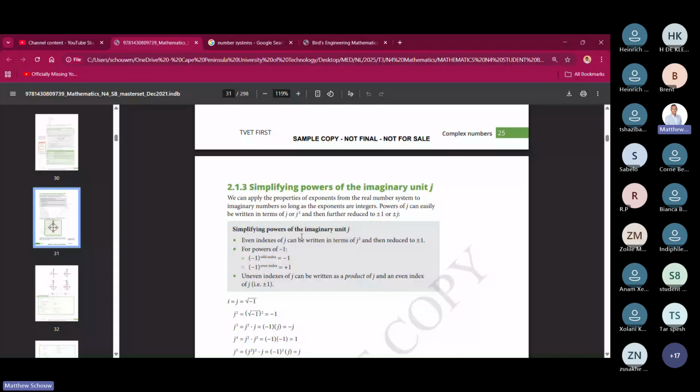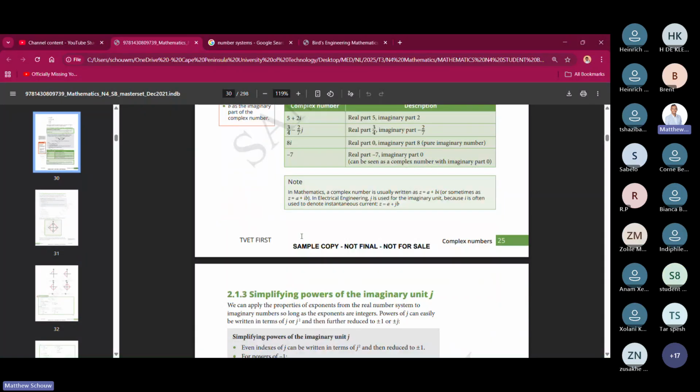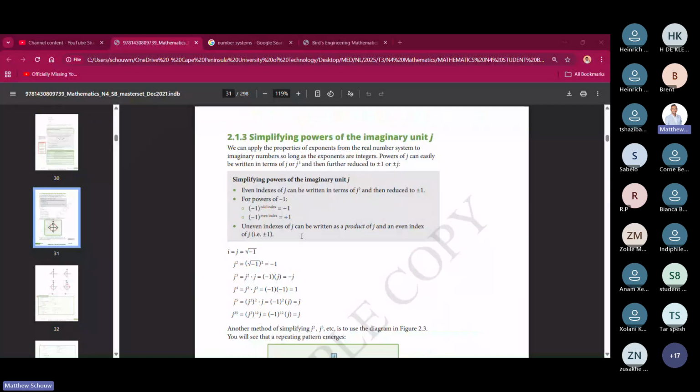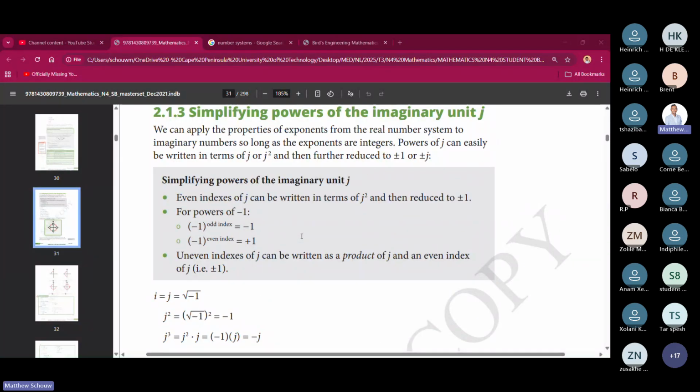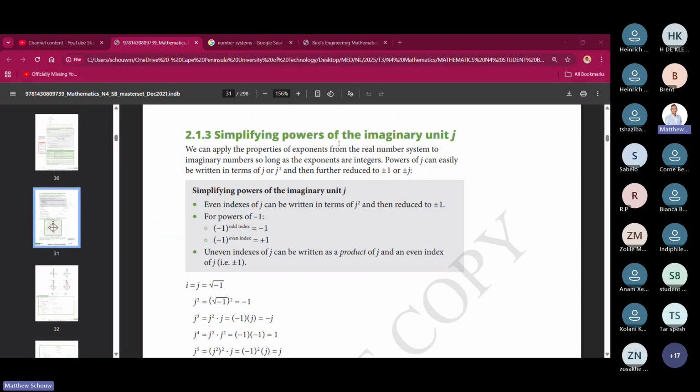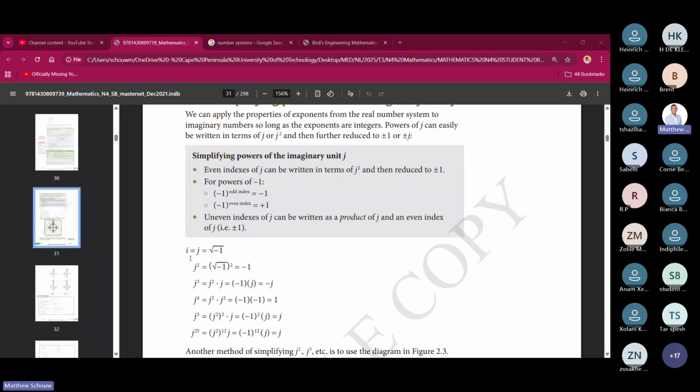All right. As I explained before, I'm coming back to simplifying the powers of the imaginary unit j, like an add-on section. I did talk about j being the square root of -1, and if you square both sides, you find that j squared is equal to -1.